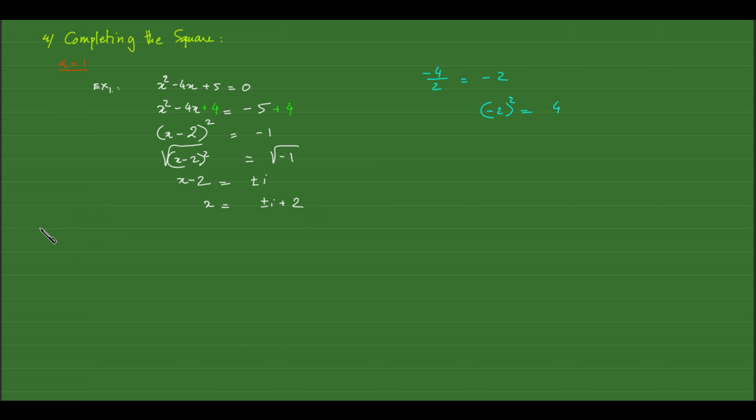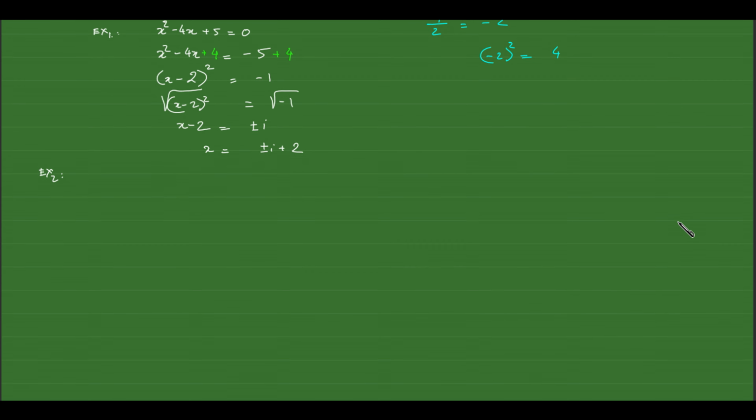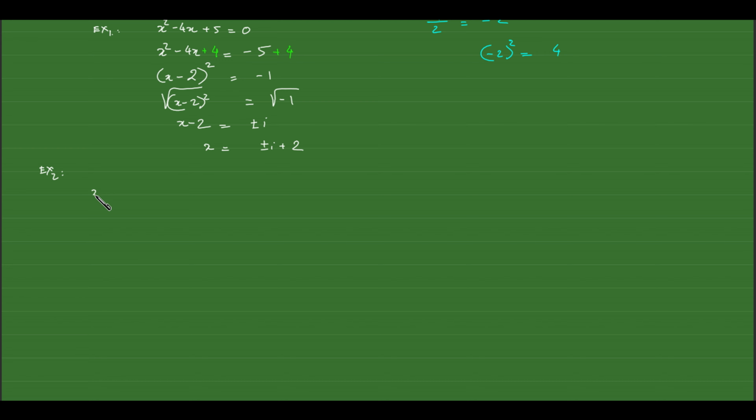All right. Now let me give you another one. How about this? The a is still 1. x squared plus 5x minus 7. Again, first step, kick the c to the other side.